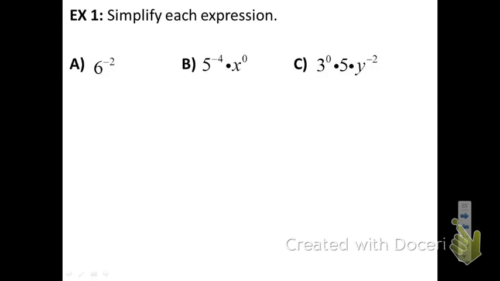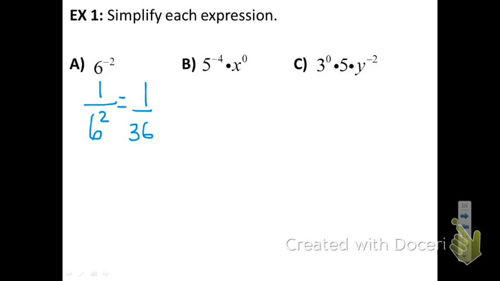So we're going to simplify each expression on example 1. The first one we have 6 to the negative 2. That becomes 1 over 6 squared. That negative requires us to move it to the bottom of the fraction. And then we can actually simplify this. 1 over 6 squared becomes 1 over 36.